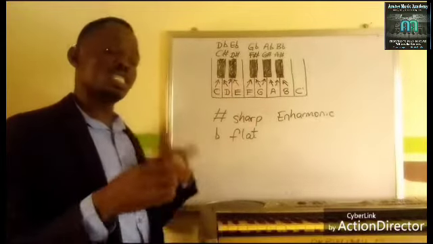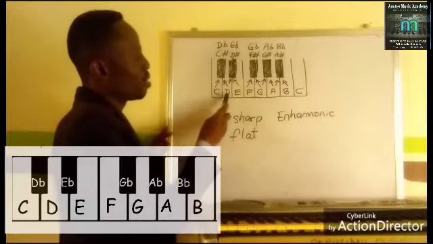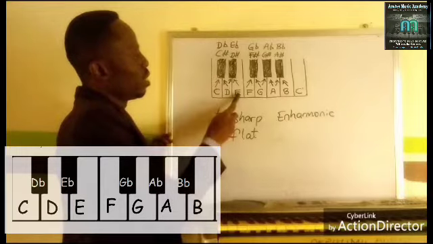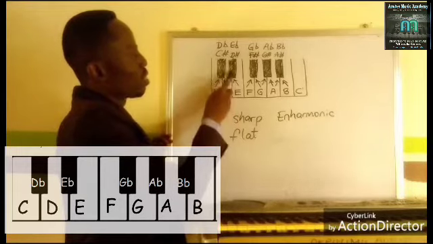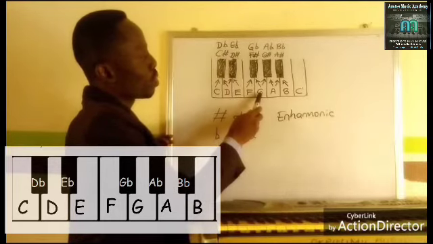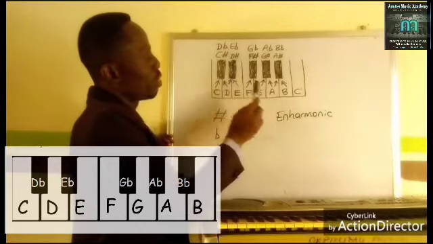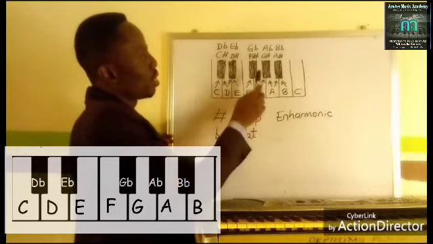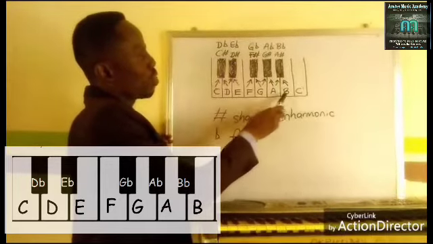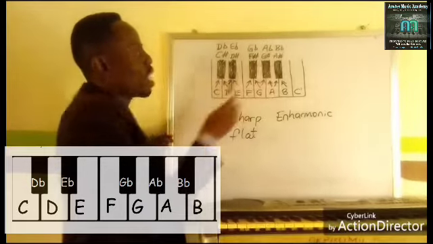And a flat reduces a note by a semitone. So D reduced by a semitone gives us D flat. E reduced by a semitone gives us E flat. G reduced by a semitone gives us G flat. A reduced by a semitone gives us A flat. And B reduced by a semitone gives us B flat.